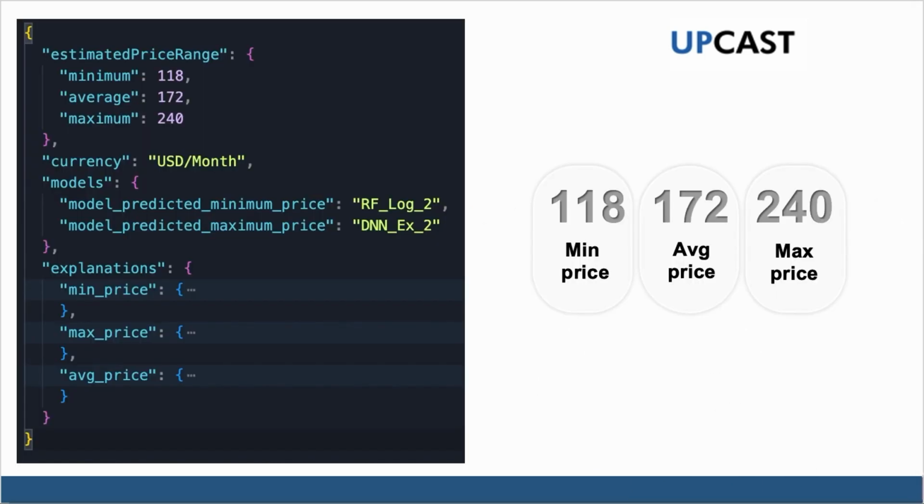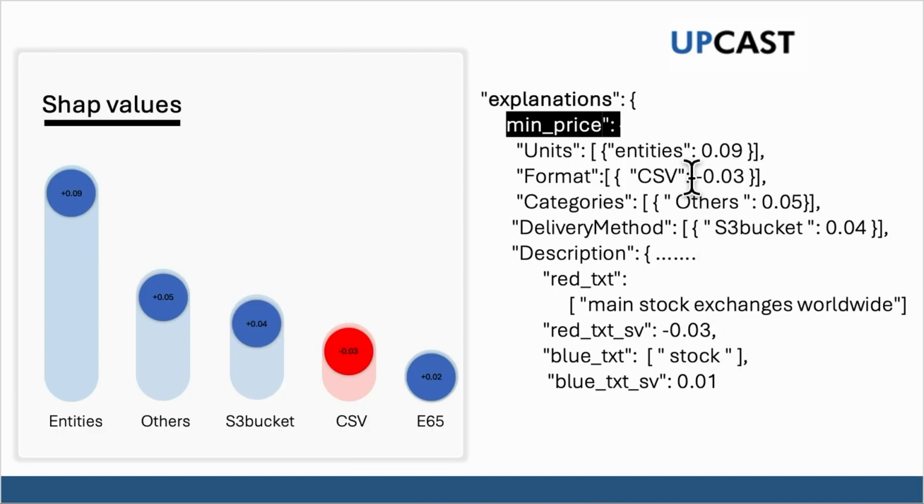So we can see here the JSON response object structure. We have the price ranges, we have the model that predicted the minimum and the model that predicted the maximum price, and over here we have the explanation for the minimum price, the maximum price, and the mean price. When we open this section, we can see on the right side of this slide the structure of the minimum price explanation. This structure will be the same for the mean price and for the maximum price.